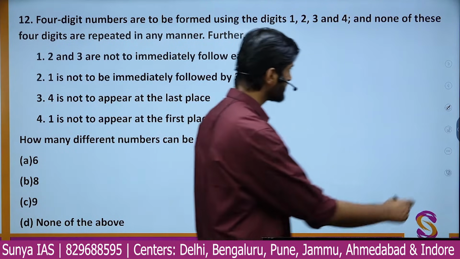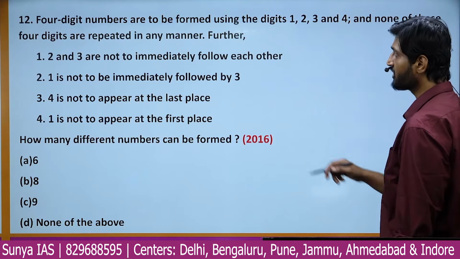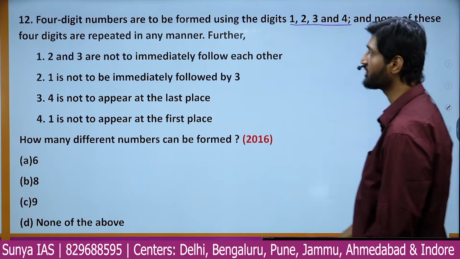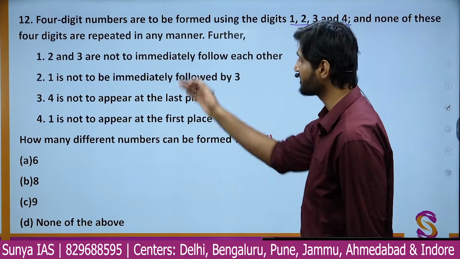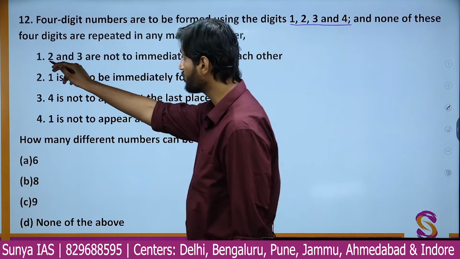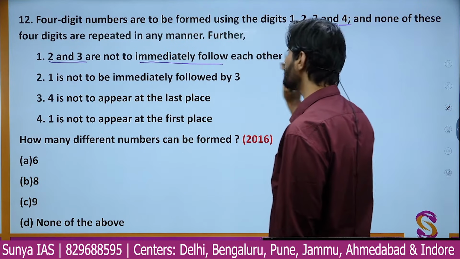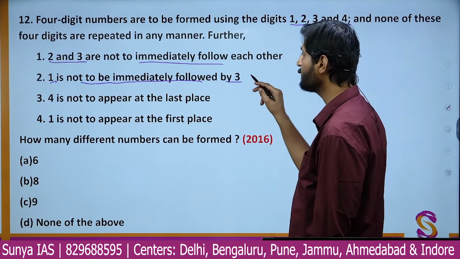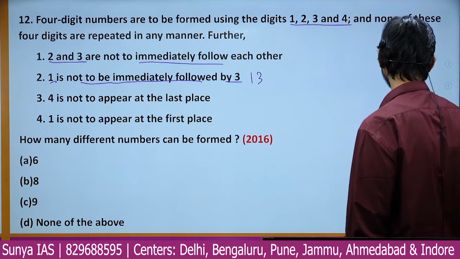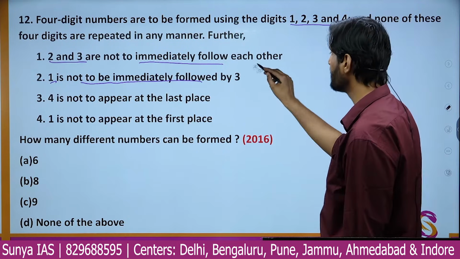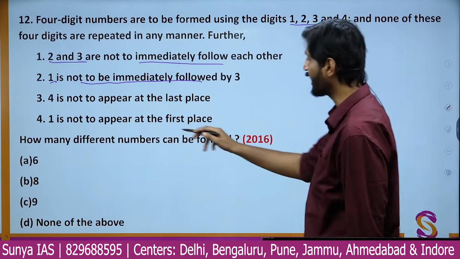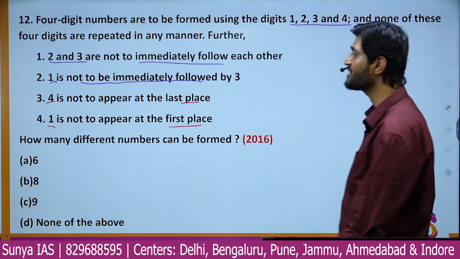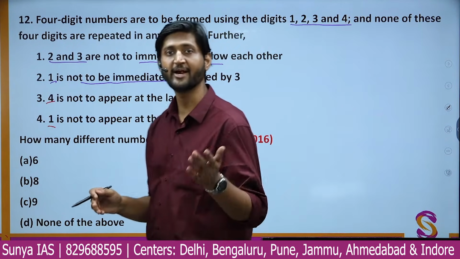So in this question, let us read it first. It says a 4-digit number is to be formed using the digits 1, 2, 3 and 4 such that the digits are not repeated, and also there are further terms and conditions. It says 2 and 3 should not immediately follow each other. Then 1 is not to be immediately followed by 3. So there should not be 1 and 3 anywhere in the sequence. Then further it says that 4 is not to appear at the last place. So 4 cannot occupy the last place. Similarly, 1 cannot occupy the first place. So these are various terms and conditions which are applied and that we have to think about.